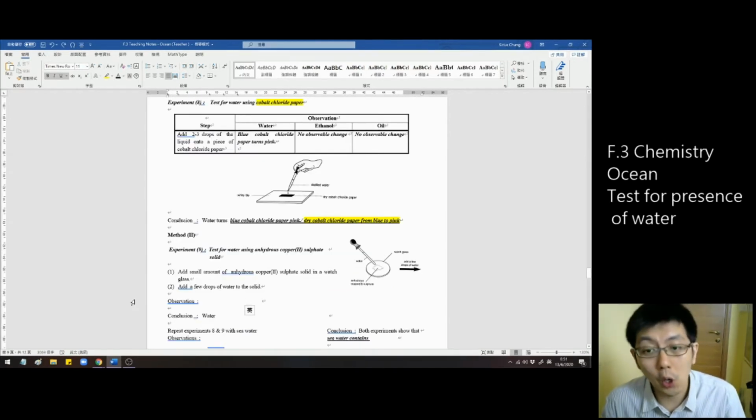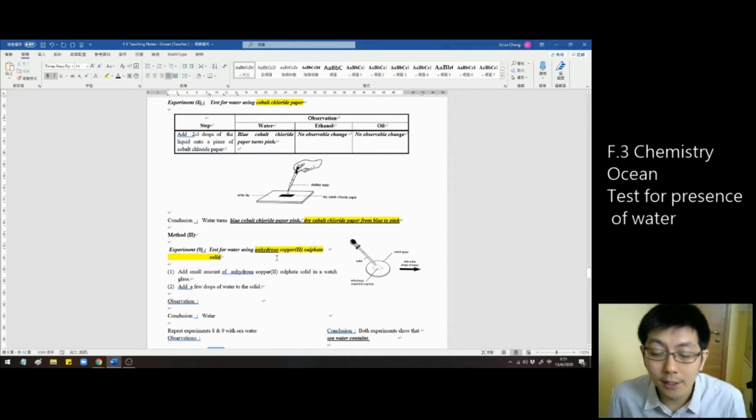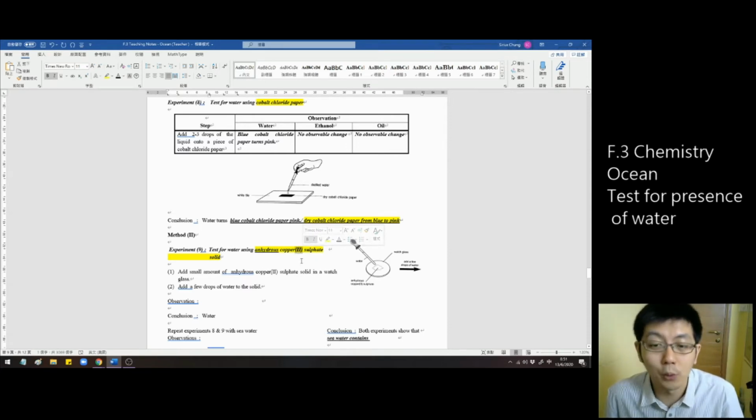Other than the use of dry cobalt chloride paper, actually we have another method to test for the presence of water. It's called anhydrous copper(II) sulfate solid. Yes, copper(II) sulfate. It is the chemical we use when we discuss crystallization. However, this time it is anhydrous, meaning without water. And some of you may be curious about the II here. Actually, the full name, the actual name is called copper(II) sulfate. You'll learn this in Form 4 if you study chemistry. In Form 3, if you don't have the II here, I will not deduct you any mark.